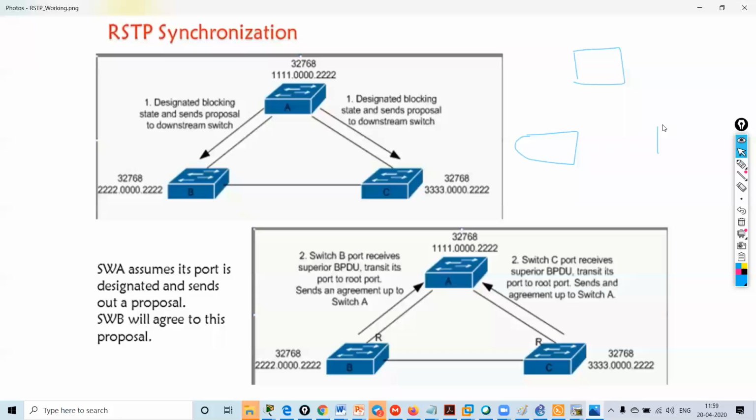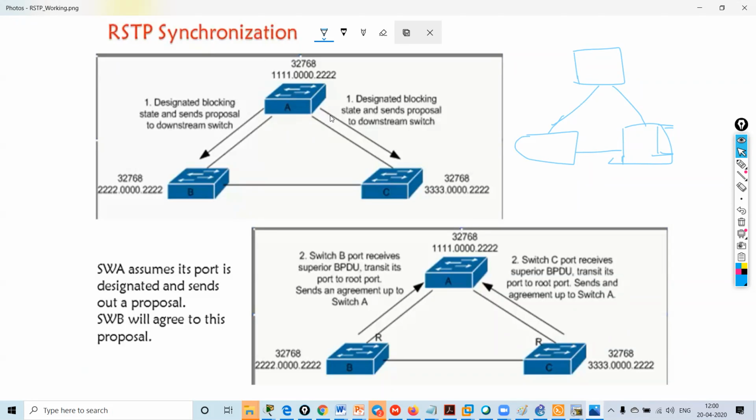We had three switches connected with each other. This switch is connected, this switch is connected, this switch is connected. They were sending BPDU messages, and with the BPDU messages they were coming to know about the neighbor switch. They were electing the root bridge and the root port, designated port and the blocking port.